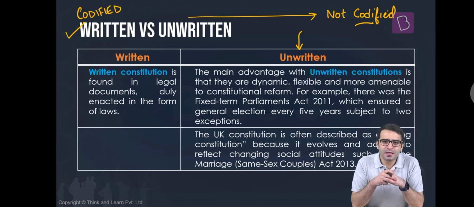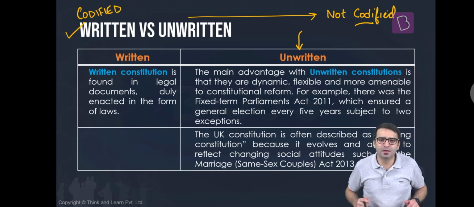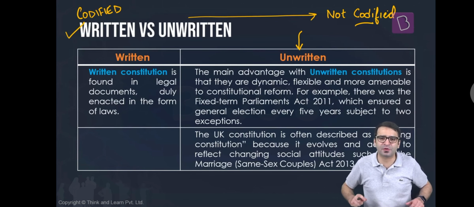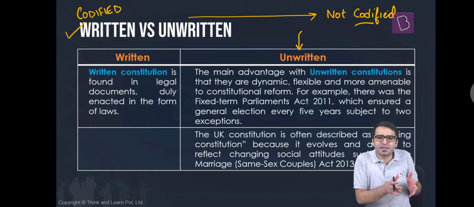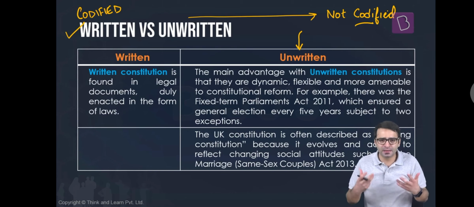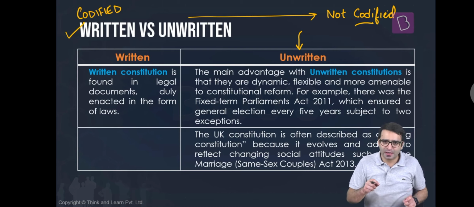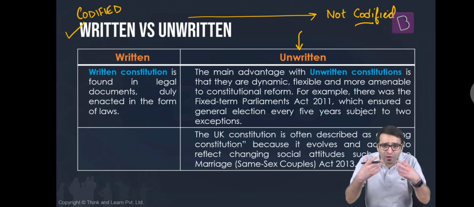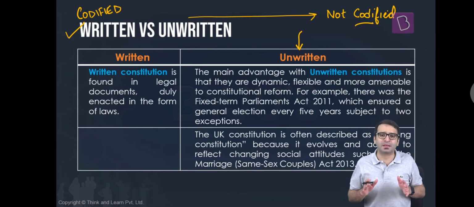Now you might ask, sir, why is it that the UK Constitution is not codified into one single document? No effort has been made. If tomorrow the political class of the United Kingdom believes and feels that there is a need to codify all these constitutional principles into one single document, they might well do that. Which means the UK Constitution is an unwritten constitution because no effort has been made to codify all these laws into one single document.